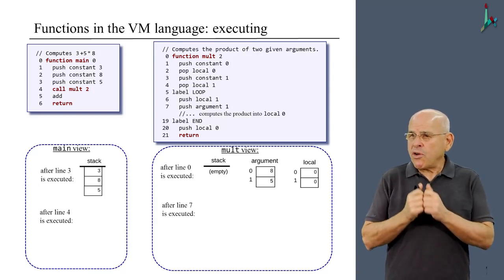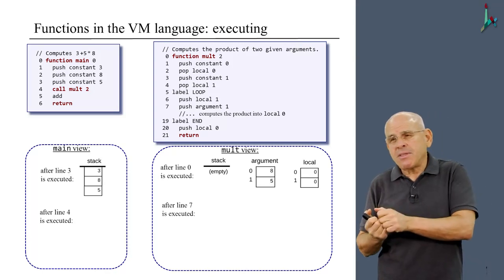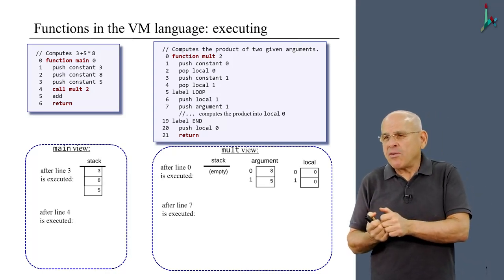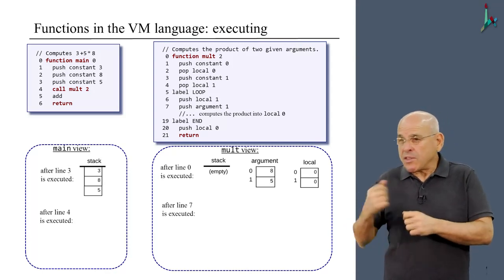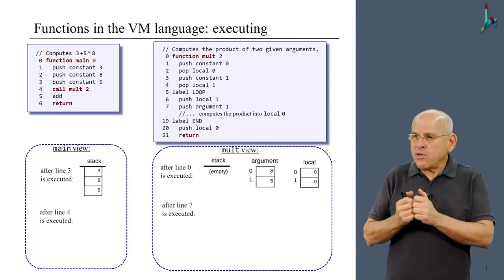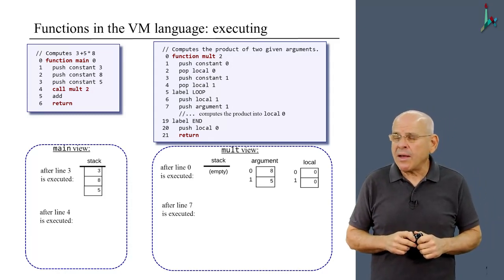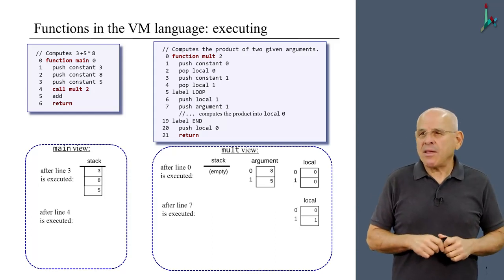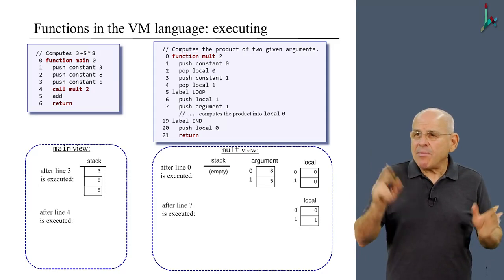We do a push constant 0. So we push 0 to the stack, and we pop this 0 onto local 0. So that's not terribly interesting, because local 0 was 0 before, so it will remain 0. Fine. Then we push 1 onto the stack, and we pop it onto local 1. So the local segment is going to look like this, right? 0 and 1. Then there's a label loop.